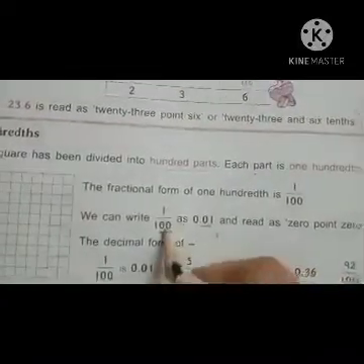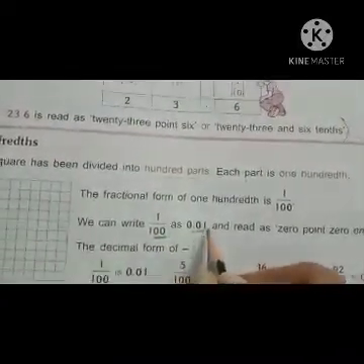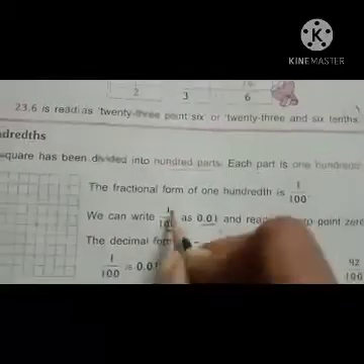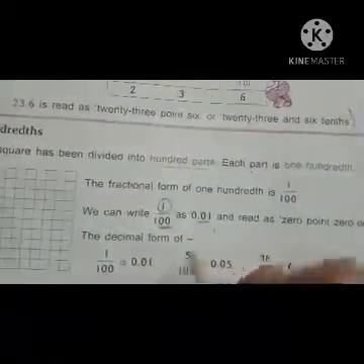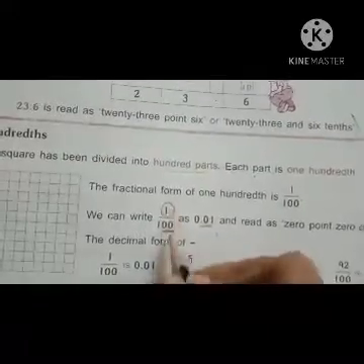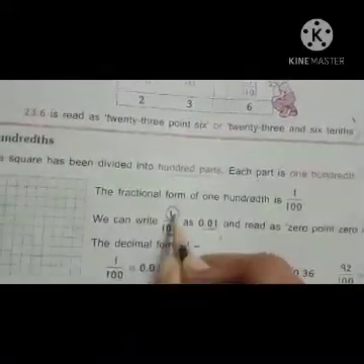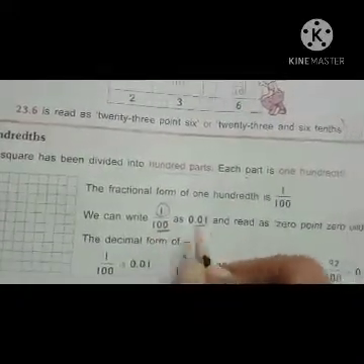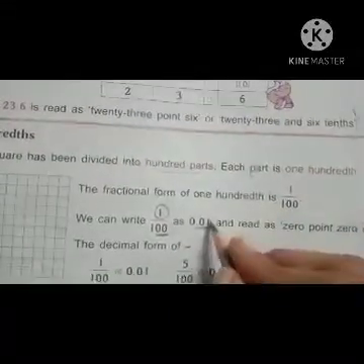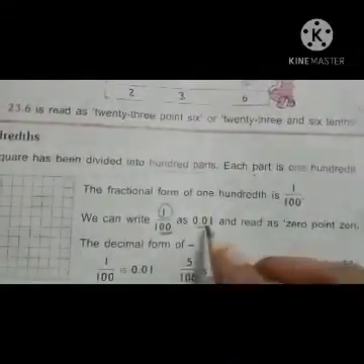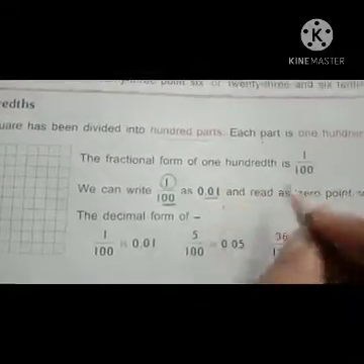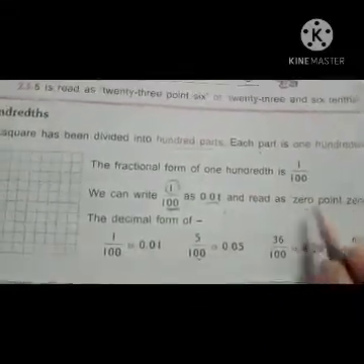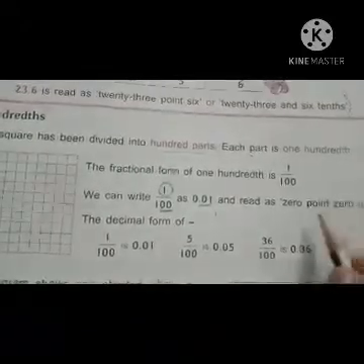See here, 1 by 100 as 0.01. Here 2 zeros are there, but in the numerator only the number 1 is there, no? That number is in which place? Here 100 is there, no? We have to write that 1 in the hundredths place. Hundredths place, no? See here is the 1. Again we have to write the tenths place also, no? We just have to write the 0 and read it as 0.01. How will we read this one?